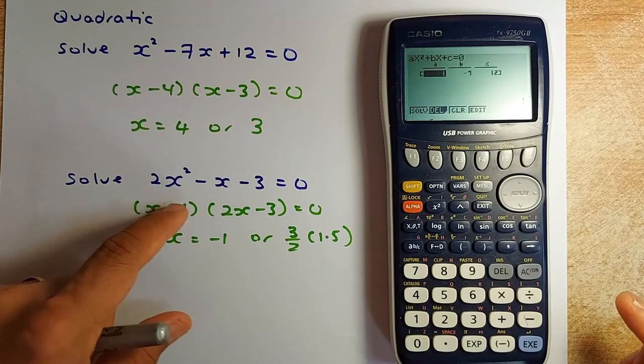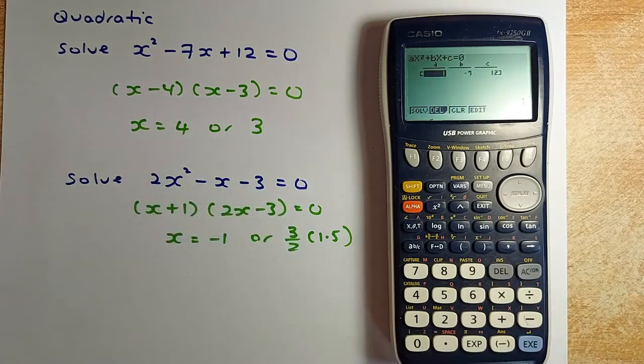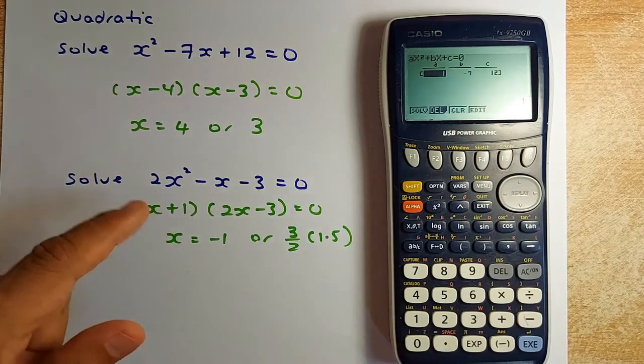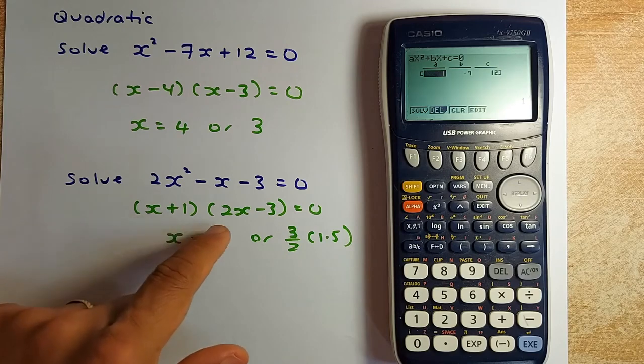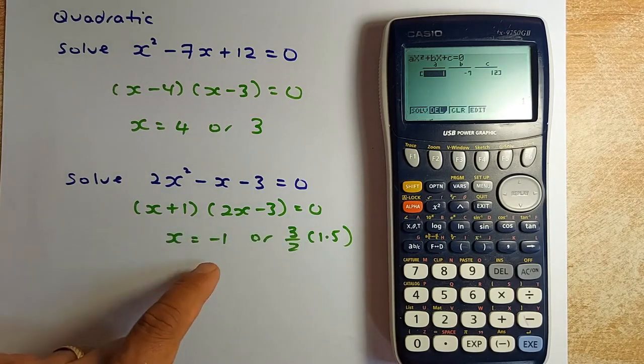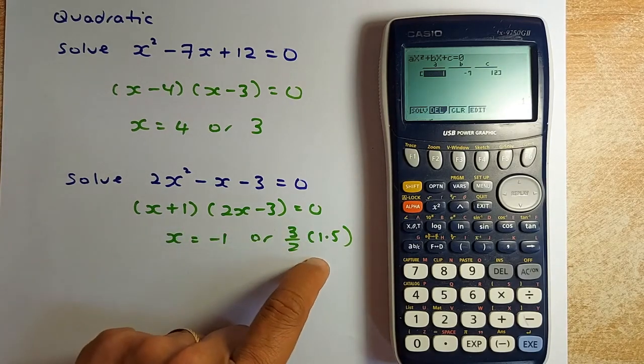Okay, now we shall do the second equation, which is more complicated. Now we have 2x squared minus x minus 3 equal to 0. So what you do, you're going to factorize them. I've done it beforehand: x plus 1, 2x minus 3, and the answer is -1 or 1.5.